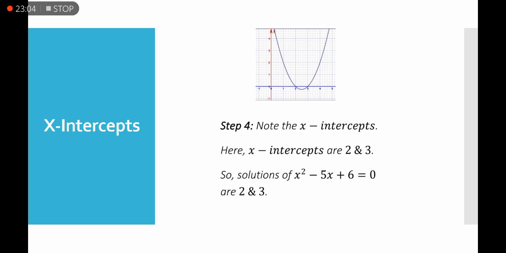X-intercepts. Step number 4. Note the x-intercepts. Here the x-intercepts are 2 and 3. So the solutions of x² − 5x + 6 = 0 are 2 and 3.